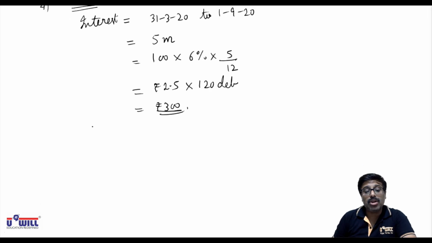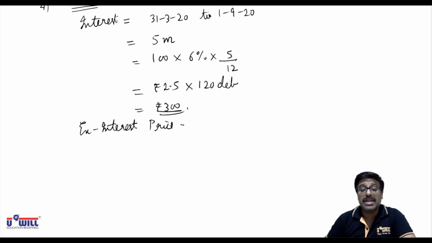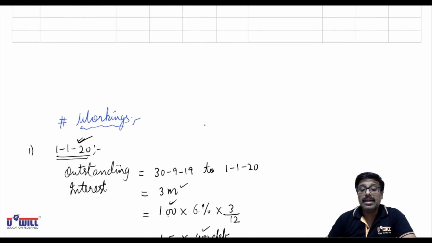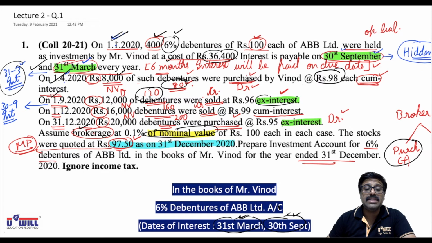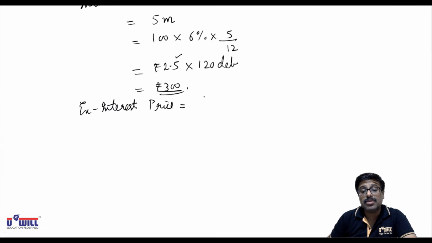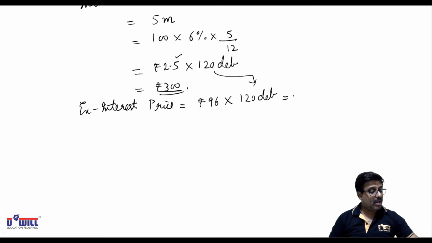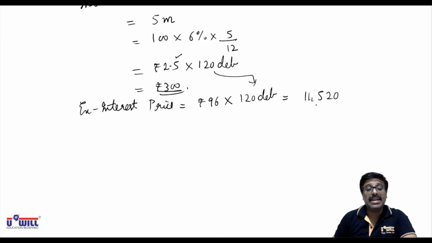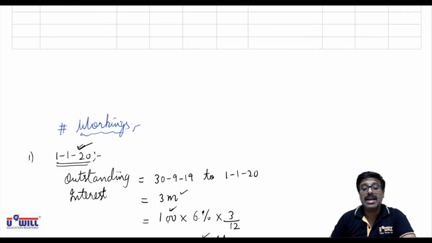Now we always have to record the ex-interest price. If directly given, well and good. Otherwise, from the cum-interest price you minus interest and get the ex-interest price. However, here the ex-interest price is directly given, 96 rupees. So directly you'll record 96 rupees ex-interest price into the same 120 debentures. So 96 into 120, what would be the ex-interest price? 11520. Now are you purchasing it or selling it? Now we are selling it.